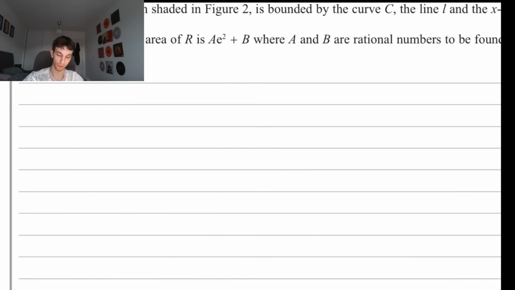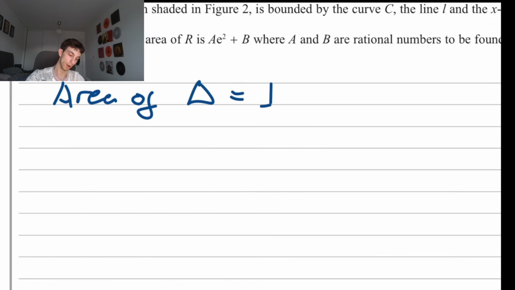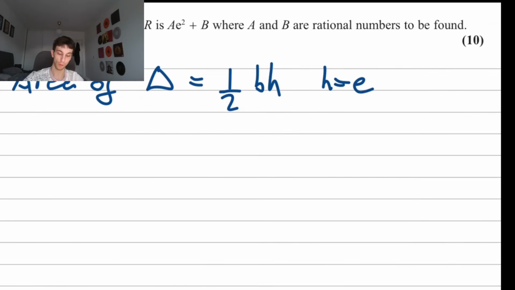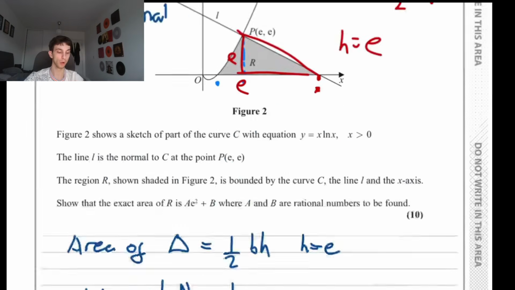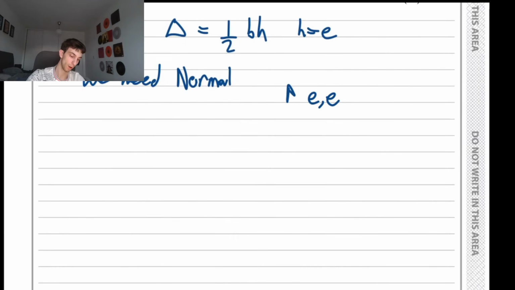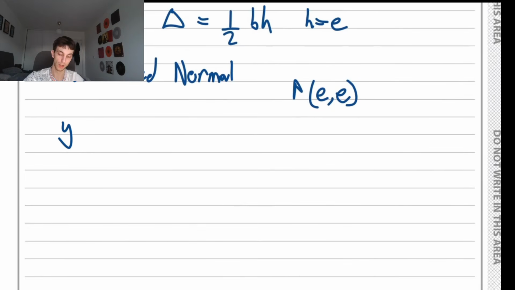To do this, we're going to need the normal equation. So let's go through it to find the area of the triangle. So area of triangle is half times base times the height. So we know the height is equal to e. Now we need the normal equation. Okay, so that's what we're going to do. We already know that our normal line goes through the point (e, e). Why is this good? Because we know that our straight line equation is y minus y1 equals m times x minus x1. So we already have x1 and y1, which is great.